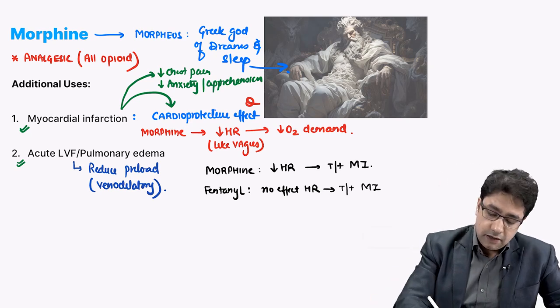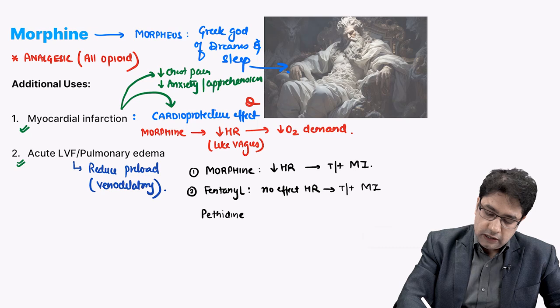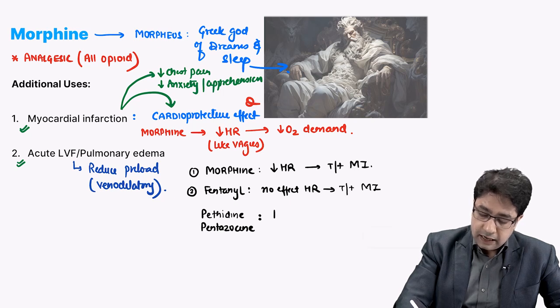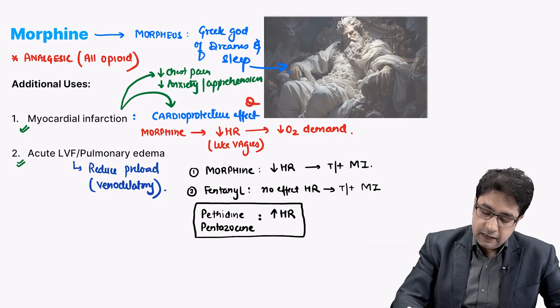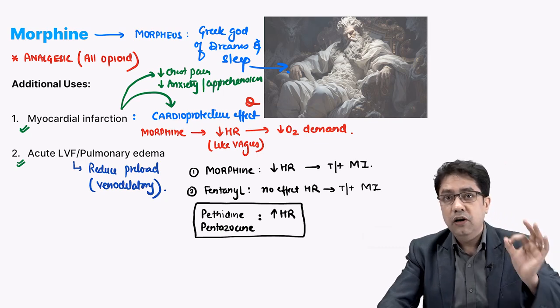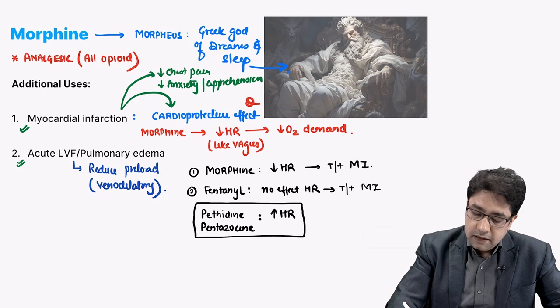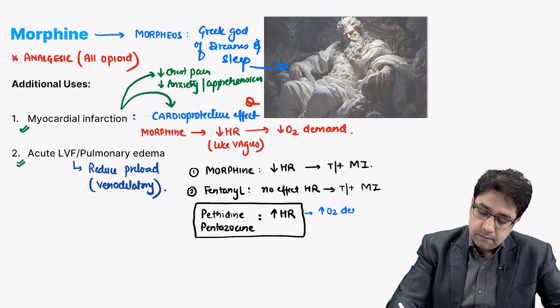But the third one is very important. Two drugs, pethidine and pentazocine. These two we have to remember. Pethidine and pentazocine, remember, they rather increase heart rate. Now, because they increase heart rate, can you tell me what will happen to the oxygen demand of the heart? Can we say they rather increase oxygen demand?